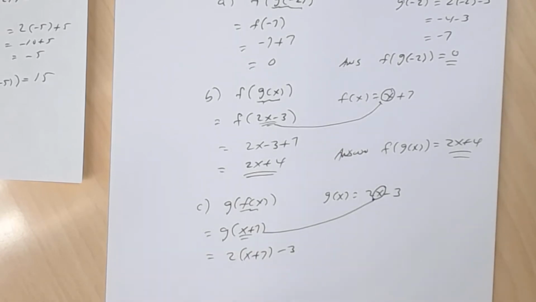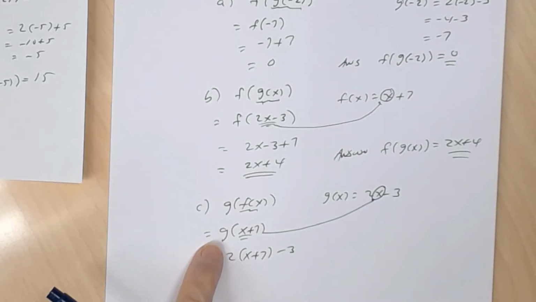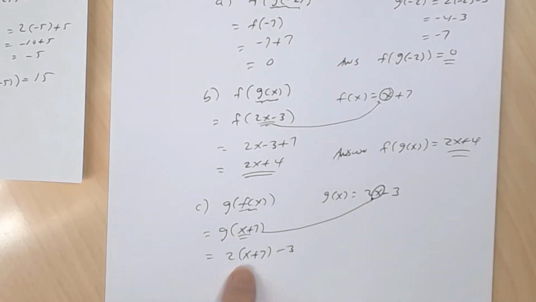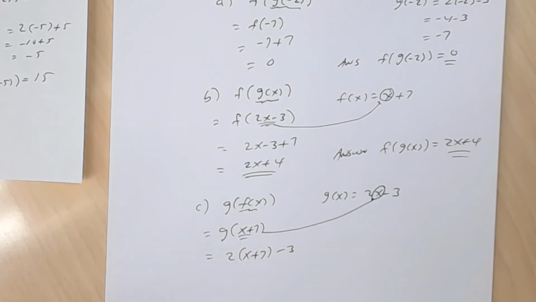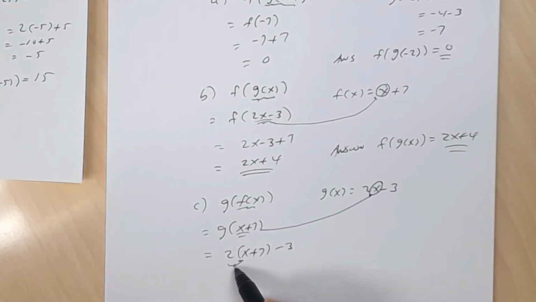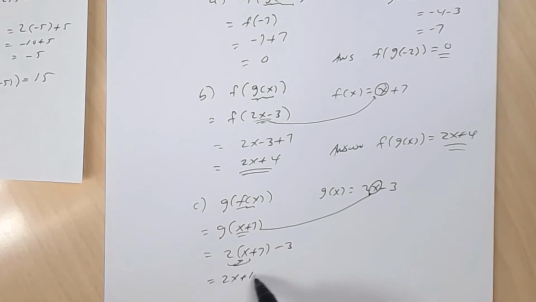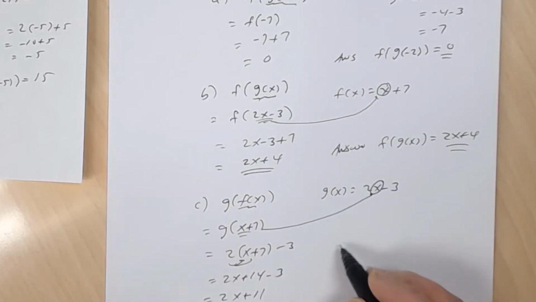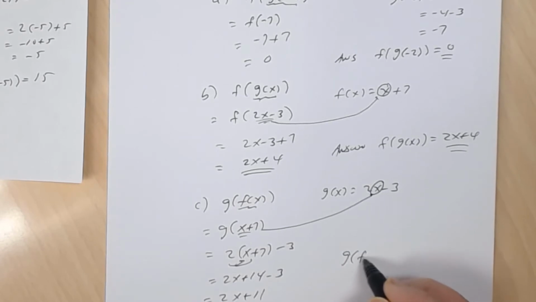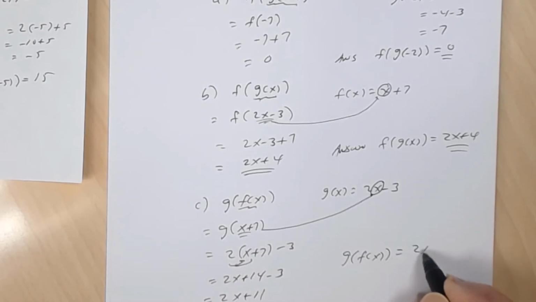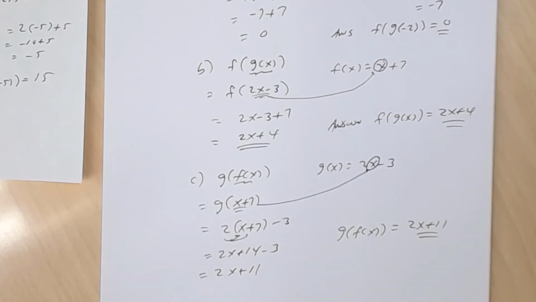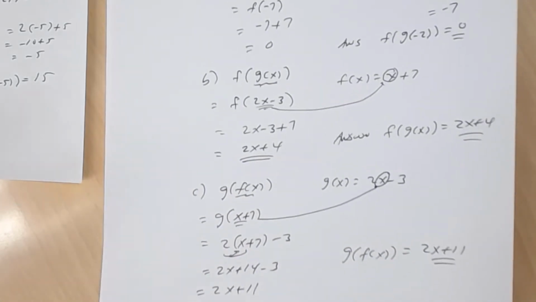So notice, read it out. This is my function g, right? You're looking at function g: 2 times your variable, minus 3. So 2 times my variable expression, minus 3. All right, distribute. I get 2x plus 14 minus 3. So that's 2x plus 11. So therefore, g of f of x is 2x plus 11. All right? Okay, example 3.